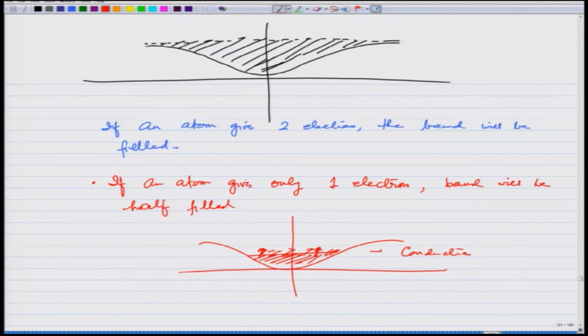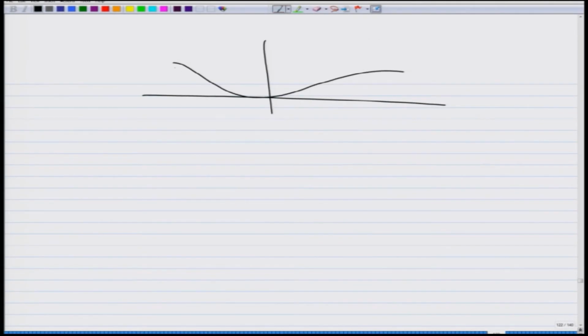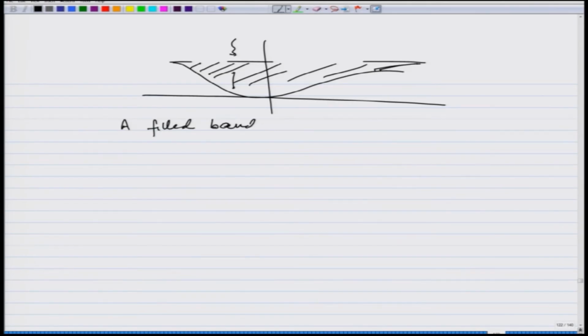On the other hand, if I have a band which is fully filled, and I give energy to these electrons, they have no other place to go. By Pauli exclusion principle, a lower energy electron cannot go to the upper energy state. So, they would not conduct. So, a filled band does not conduct, and this gives insulators.